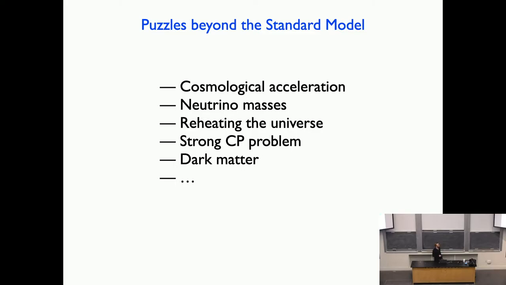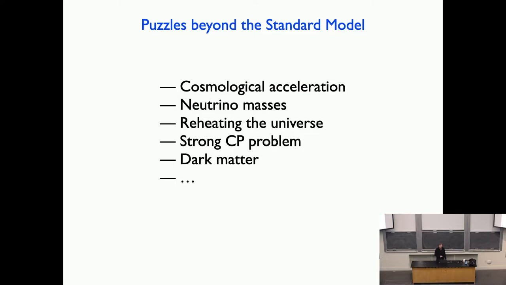The first two points I will only mention briefly, and I'll spend more time on points 3, 4, and 5. So cosmological acceleration, neutrino masses, reheating the universe. I'll explain what I mean by that in a minute. I'll explain what I mean by the strong CP problem, and then the final point, we're probably all familiar with the idea of dark matter.